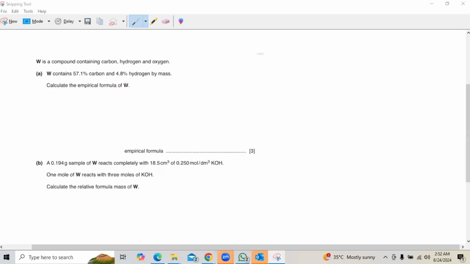So they are saying W is a compound containing carbon, hydrogen, and oxygen. So first we are going to have to find the molecular formula. We have carbon, we have hydrogen, but the mass of oxygen is not given. Carbon is 57.1, hydrogen is 4.8. To find oxygen, what will I do? 57.1 plus 4.8 minus 100. Well done. You subtract from 100 because 100 is the total amount.